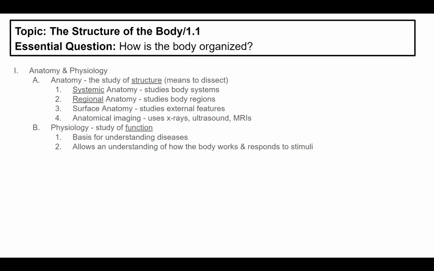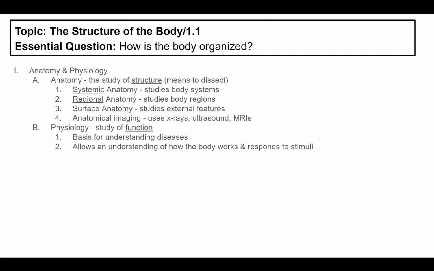So this first section, 1.1, how is the body organized? Well, first off, we need to say, what's the difference between anatomy and physiology? The root word TOM means to cut or to dissect. So anatomy is when you're actually looking at, if you take the parts apart, the structure. So what is the structure of the brain? What are the bones in your body? You're looking at what the structures are.